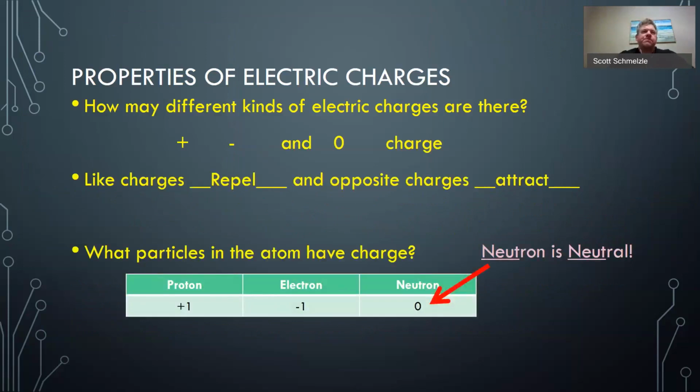When we look at properties of electric charge, here's what we're going to see. There are really three different types of charge: positive, negative, and no charge, right? Like charges repel, opposite charges attract. A proton is a positive one, an electron is a negative one. None of this should be brand new news to you. You should be looking at this and going, really, this is what we're teaching today? Yes, because this is how we started off this stuff.